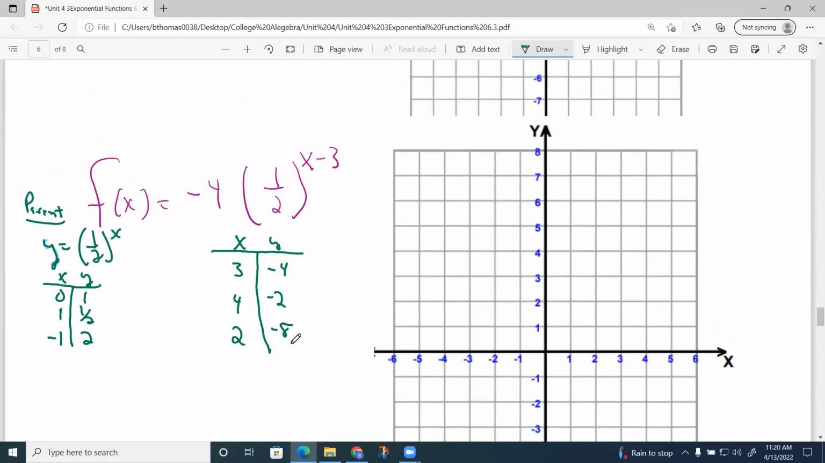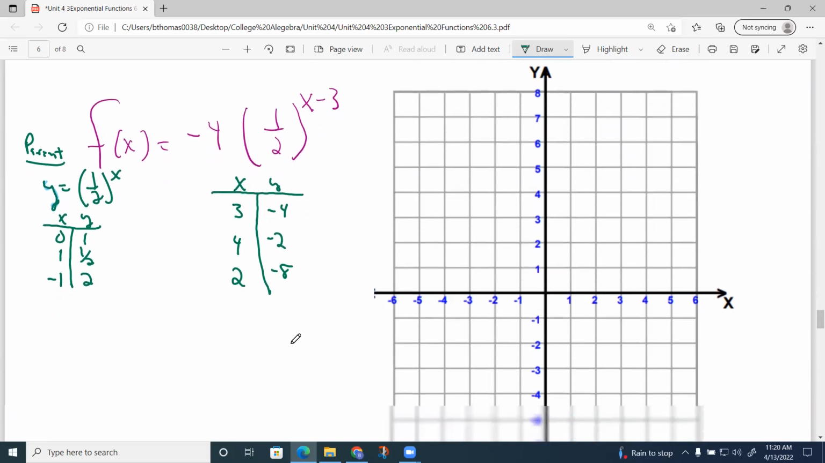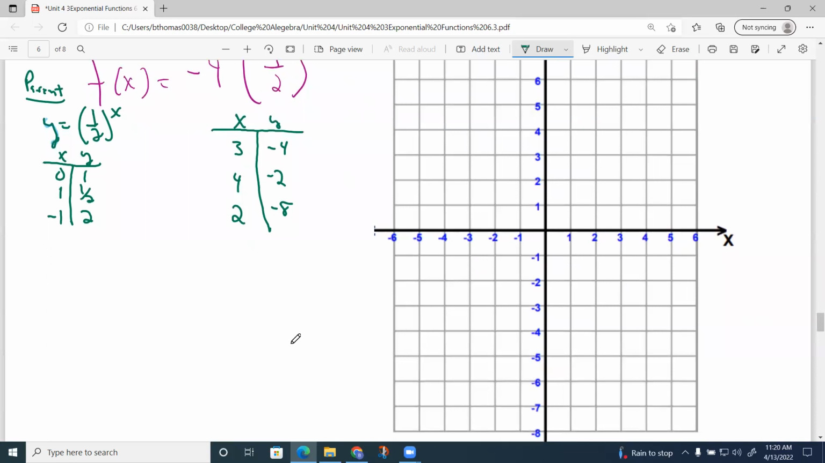And since there's not a vertical shift anywhere, the asymptote should still be on the x-axis. So 3, -4 would be an ordered pair, 4, -2, and 2, -8. And we see this graph is going to come up through here, start low, and finish approaching the x-axis. So it takes on that look there.